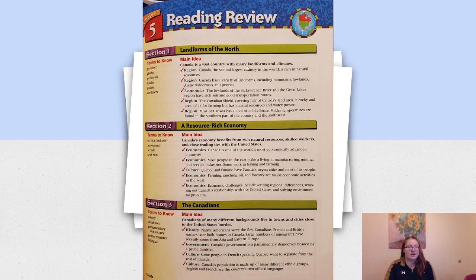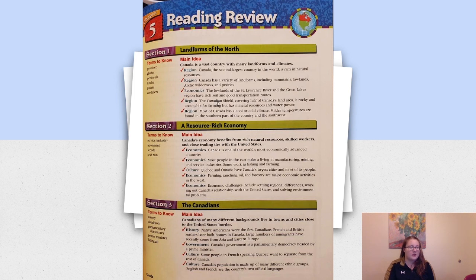Canada is a vast country with many landforms and climates. Region. Canada, the second largest country in the world, is rich in natural resources. Region. Canada has a variety of landforms, including mountains, lowlands, Arctic wilderness, and prairies. Economics. The lowlands of the St. Lawrence River and the Great Lakes region have rich soil and good transportation routes.